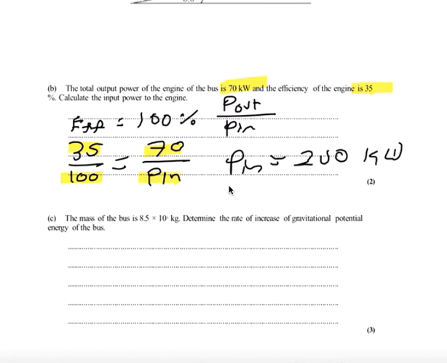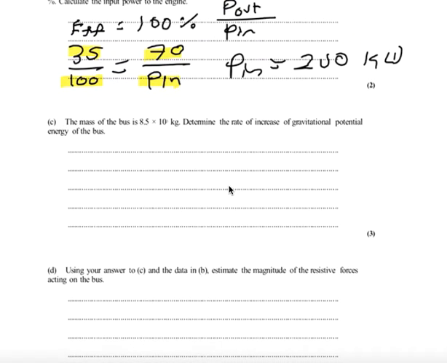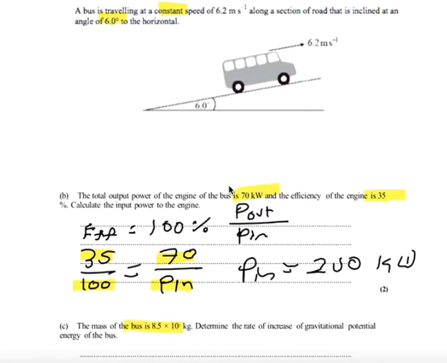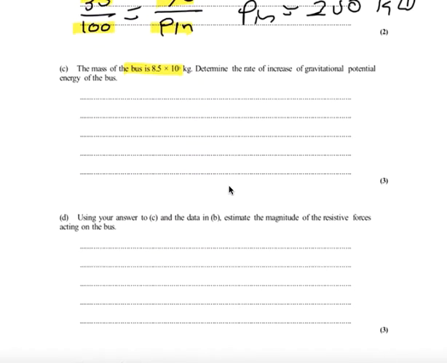All right. The mass of the bus is 8.5 thousand kilograms. Determine the rate of increase of gravitational potential energy of the bus. Well, the bus is going up, so it's gaining gravitational potential energy, and we want to find that rate as a power. So basically, we want to find how much gravitational potential energy it gains every second. Now we know that the gravitational potential energy can be calculated as mgh.